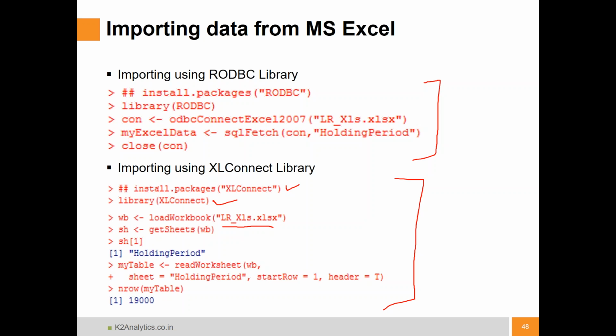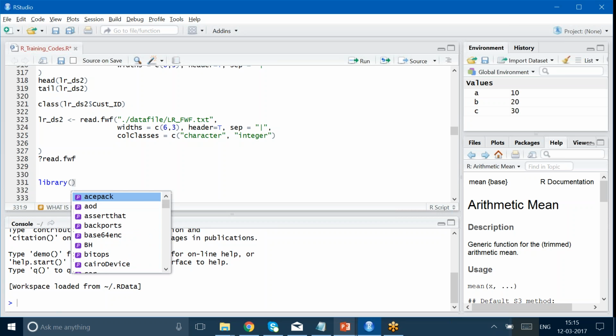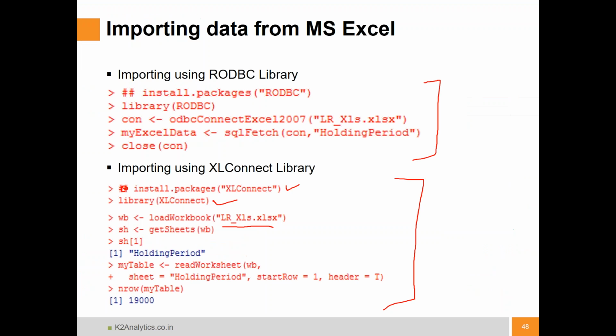If it is not there, then run the above syntax. Do not put the hash. The hash is for comment. Once you have installed a package, put one or two hashes before it so that the code does not get run inadvertently. X, L and C are all in capital. While everyone is installing the package, I'll keep typing the syntax on my machine also. Library XLConnect. Whatever packages are required will get automatically installed.